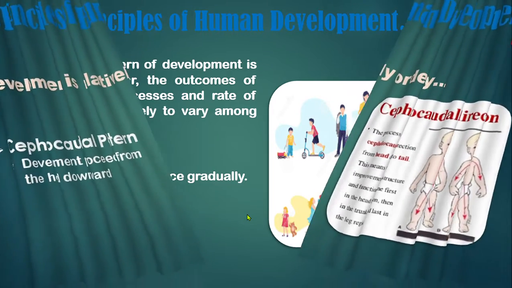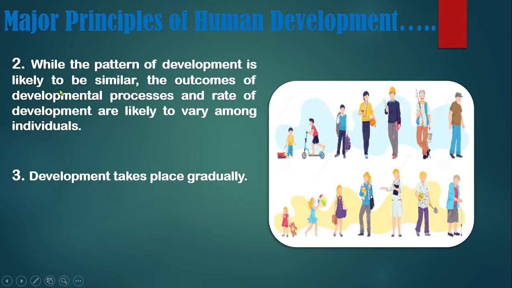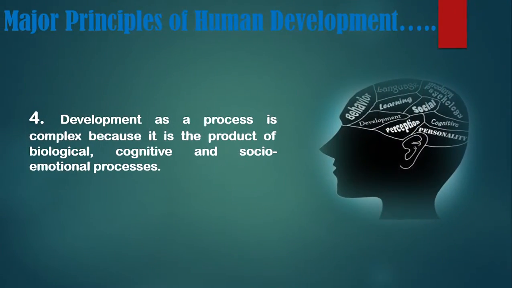Another principle is that while the pattern of development is likely to be similar, the outcomes of developmental processes and the rate of development are likely to vary among individuals. And then development takes place gradually. Hindi naman, maliit pa tayo today, then bukas ang tangkad na natin. So it has to be gradual. Paunti-unti po yung growth ng isang tao. Fourth, development as a process is complex because it is a product of biological, cognitive, and socio-emotional processes.